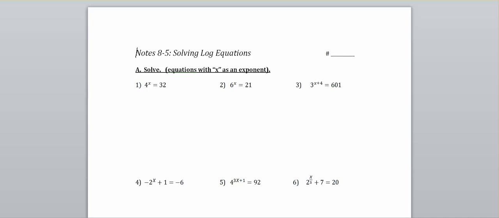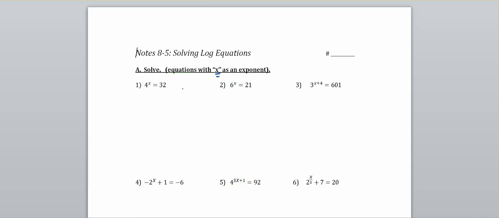Let's start in blue. So what we're going to do is we're going to solve equations with x as an exponent. And we've not done this before. We've only solved when x is kind of on the same line as where our coefficients are. The reason why we do logs is that way we are able to solve equations with x as an exponent. So let me give you an example.